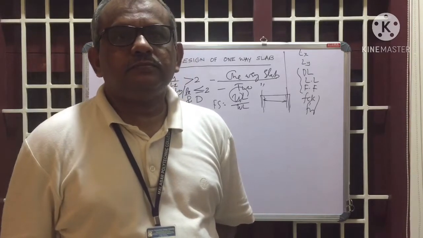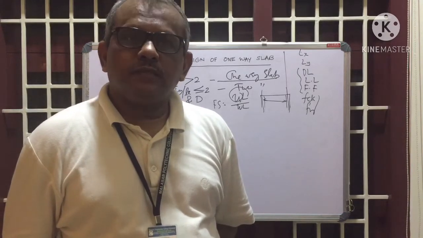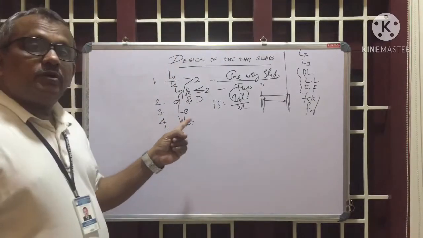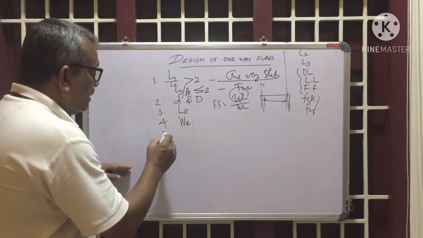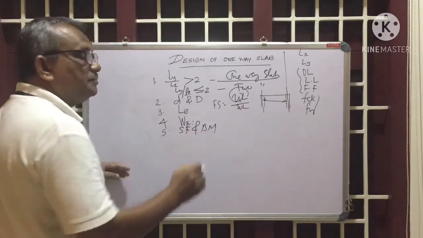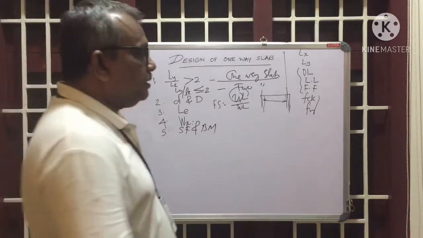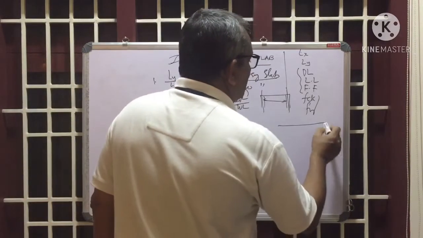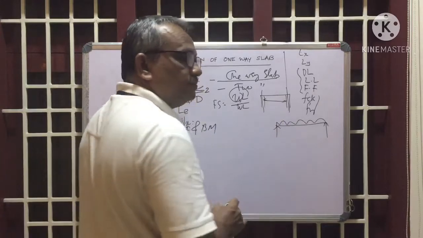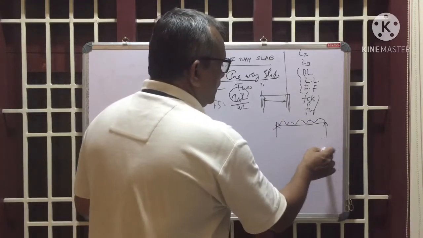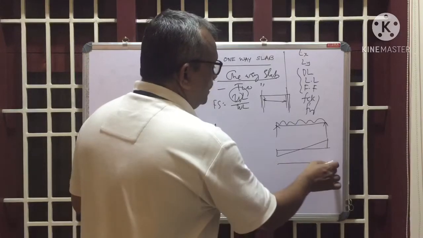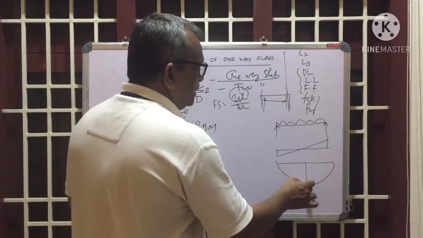Then, after that, what is the next step? If you know the ultimate load on the slab, then you can calculate the maximum SF and maximum BM. That depends upon the beam. If it is simply supported, carrying UD load, that is the usual case, the maximum SF will be at the support and maximum BM at the center.